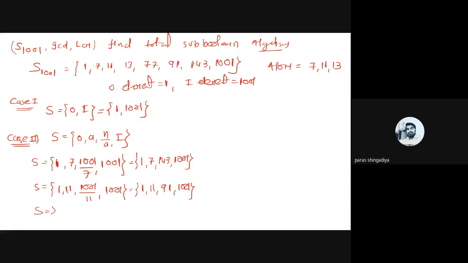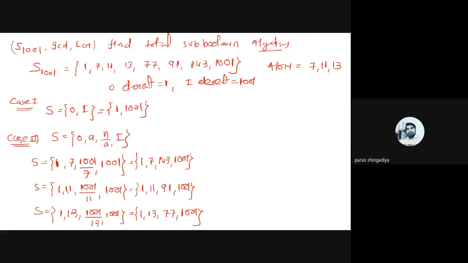And the third set you can create because there are three atoms, that is here 13. 1001 divided by 13 and 1001, and that is equal to 1, 13, and dividing by 13 that will be 77, and 1001. Clear? So these three sets you can predict, which involve four elements. And these are known as the sub-Boolean algebras of the main set.